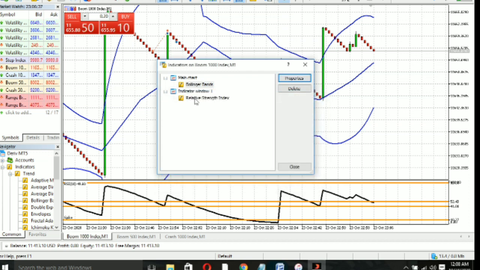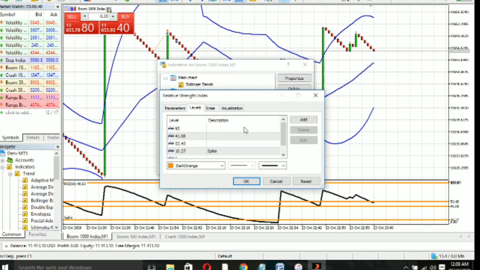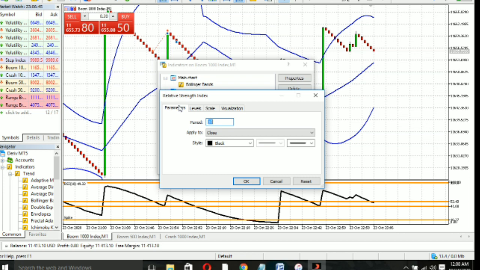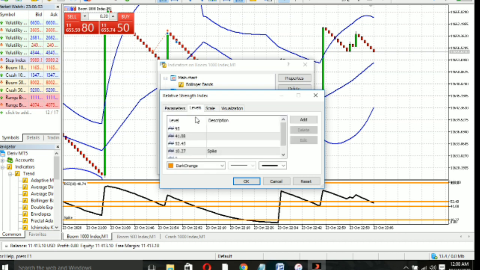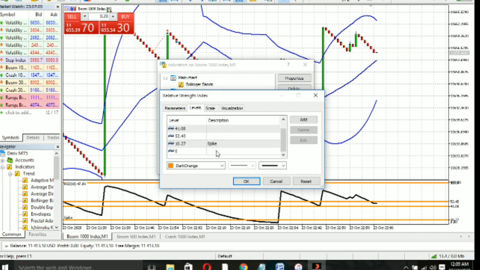For the relative strength index, we have parameter 10 period, apply to close, style black. Then under levels we have 95, 1.08, 52.43, 10.27, and then we have 0. On the 10.27 you can give it a name, spike, because that's where we want to monitor our spikes from.